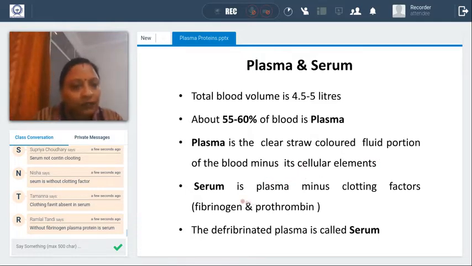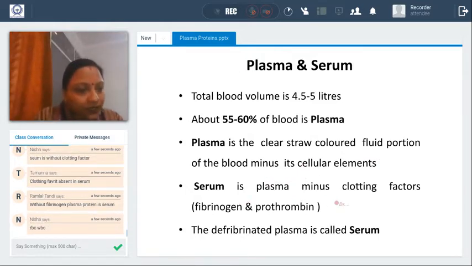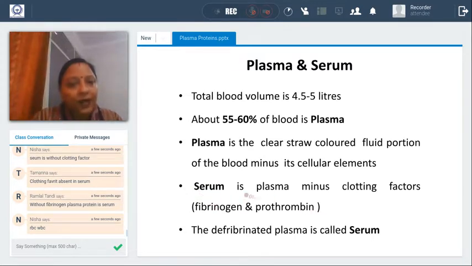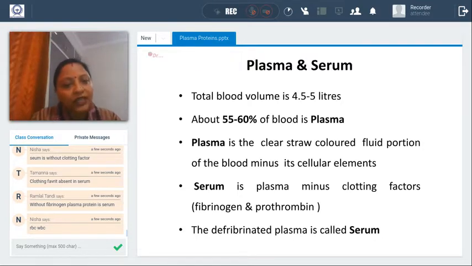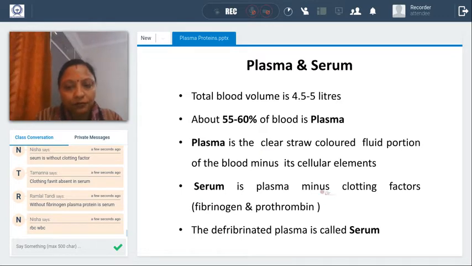Okay. What is serum? Serum is plasma minus clotting factors like fibrinogen and prothrombin. So this is an important line. What is serum? Serum is plasma minus clotting factors like fibrinogen and prothrombin. The defibrinated plasma is called serum.